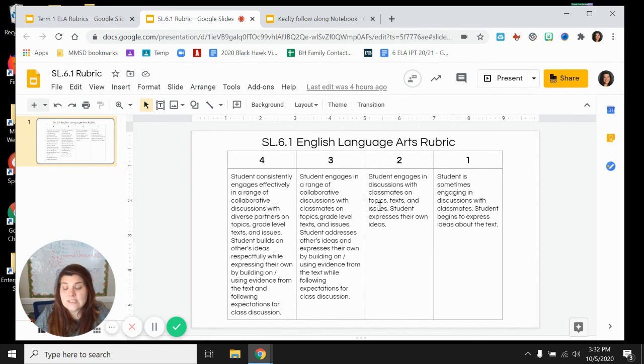Those of you who are receiving 3s and 4s, it's because you're actively participating and you're effectively participating, meaning that you're not just repeating what somebody else says, but you're bringing new ideas and new thoughts to the table that you're coming up with by using the text.